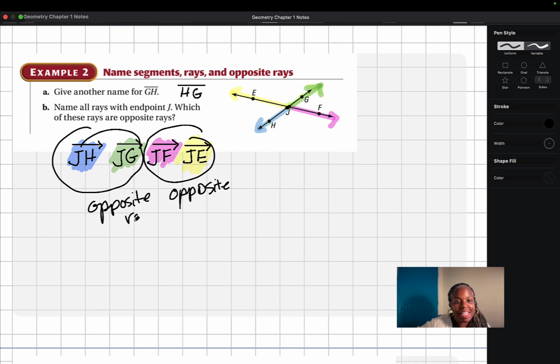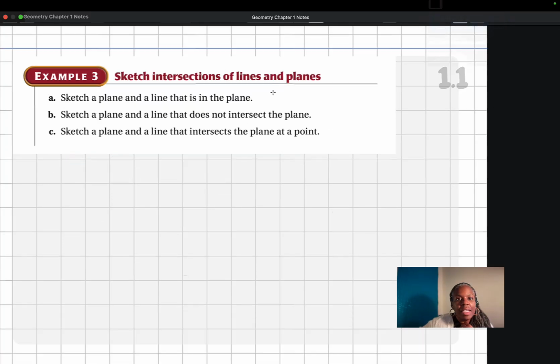All right, let's go ahead and move on to example 3. Here in example 3, we're going to be called upon to draw. So I want you to be clear and neat about what you're drawing. If you notice on my screen, you can see the grid lines that you have on your packet. Use those grid lines to help you out. All right, let's take a look at the first one.